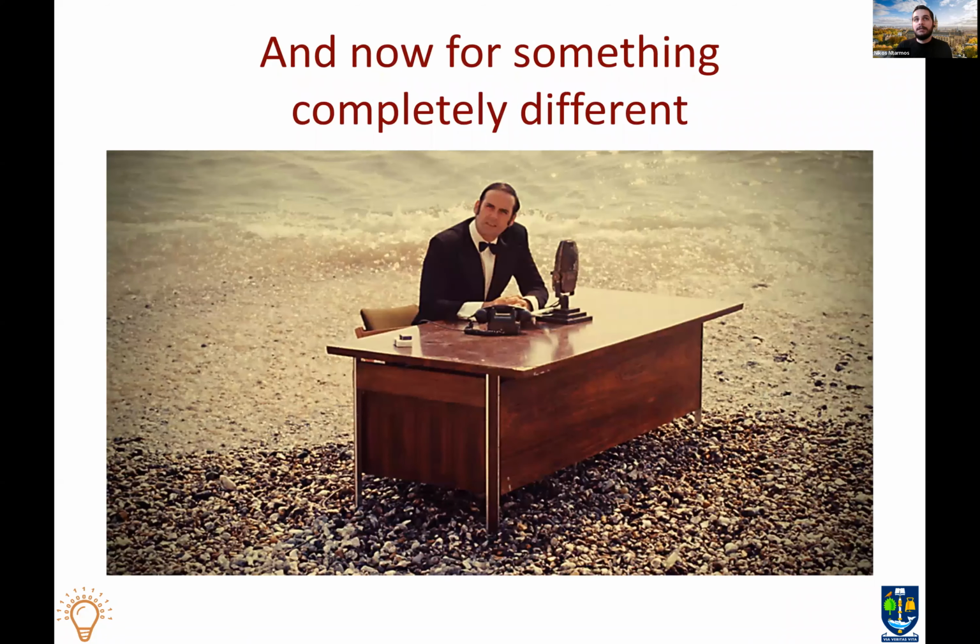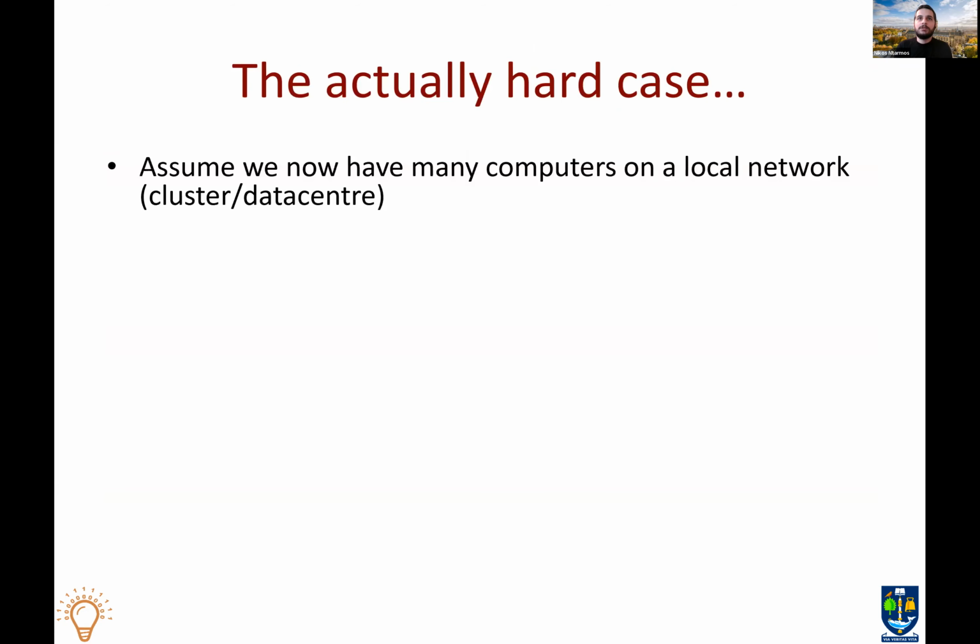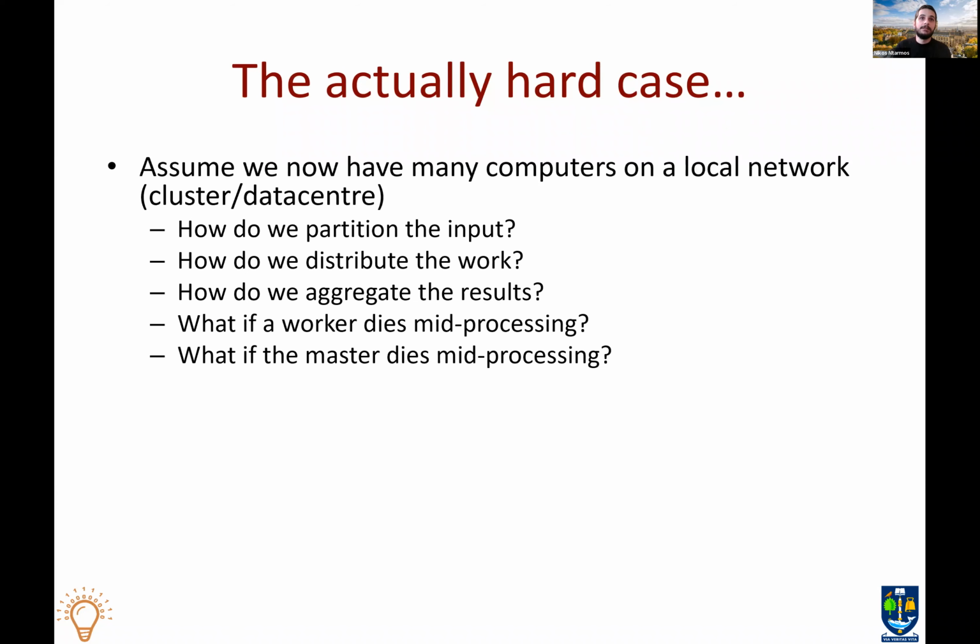And now for something completely different. Let's say we now have many computers, not just many cores or many threads on one computer. We have many computers on a local network, like a cluster or a data center. We need to answer all of the questions we were answering so far, right? So how do we partition the input? How do we distribute the work? How do we aggregate the results? What happens if a worker or the master dies mid-processing? Only now we have more headaches, right?